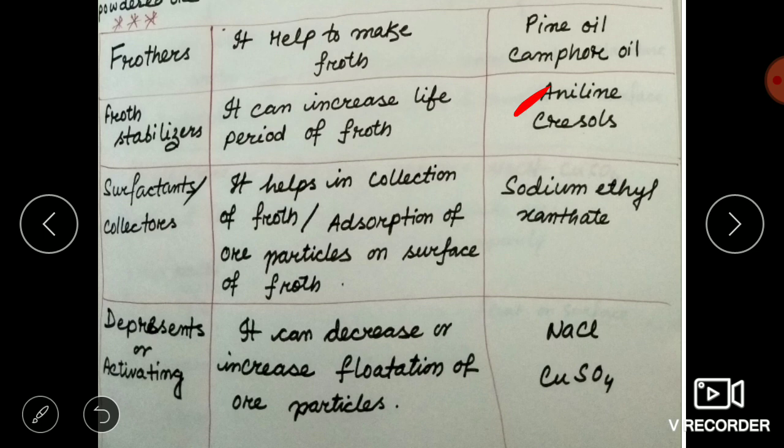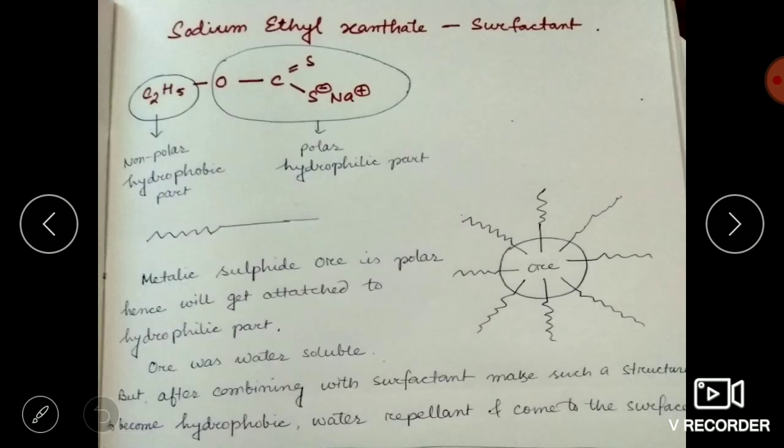Let's understand how it acts. What is the role of the surfactant, how does it help in the adsorption of the ore particle? To understand it, we'll start with the sodium ethyl xanthate structure. Now here you see sodium ethyl xanthate, the surfactant. The structure is C2H5O, C double bond S, then S minus Na plus. This is the structure.